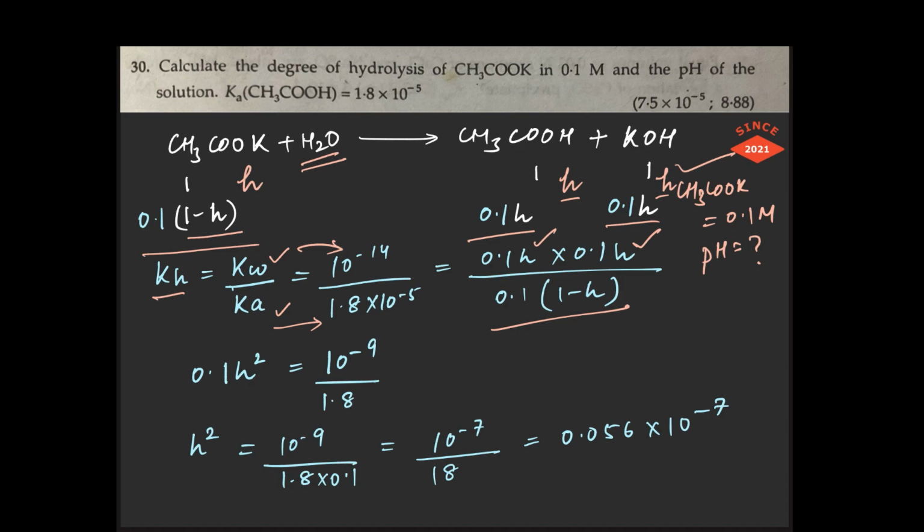Now 1 minus h can be neglected in the denominator, and one 0.1 cancels. So here 0.1h squared is equal to 10^-14 by 1.8 × 10^-5. This 10^-5 goes to the numerator, and this becomes 10^-9 by 1.8. Solving, h squared will be equal to 0.056 × 10^-7.